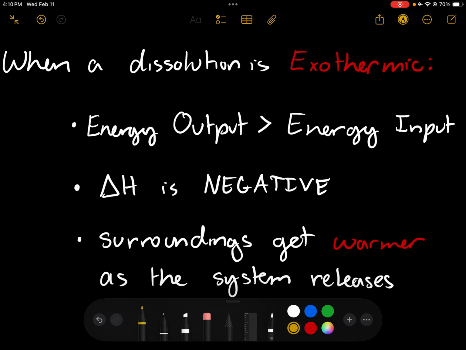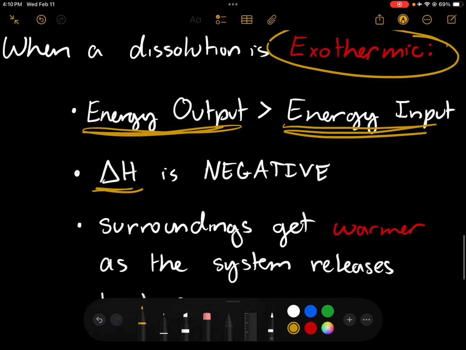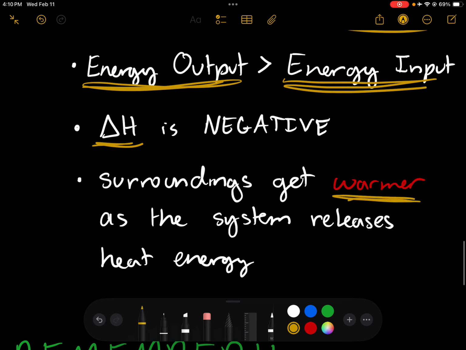Conversely, when your dissolution is exothermic, you have the exact opposite. Your energy output is greater than your energy input was, meaning your delta H value is negative, and your surroundings are going to get warmer as your system releases energy overall. So on a thermometer, you would see the temperature increase, because your thermometer, the surroundings, got that energy. The surroundings absorbed the energy from the system that released it.